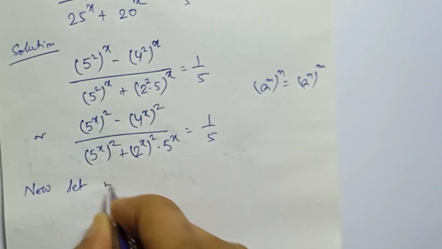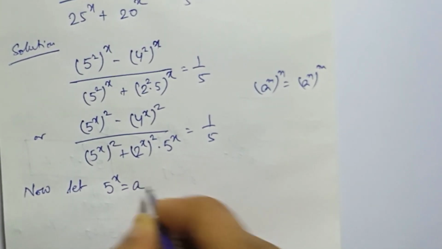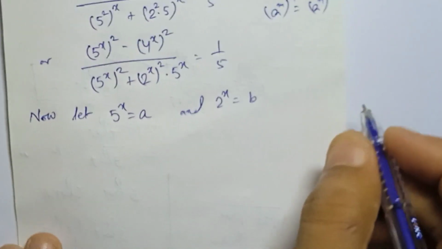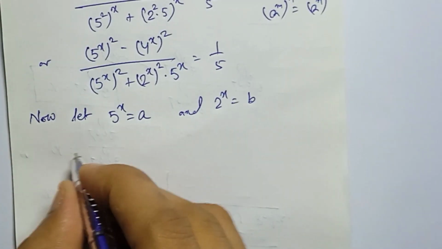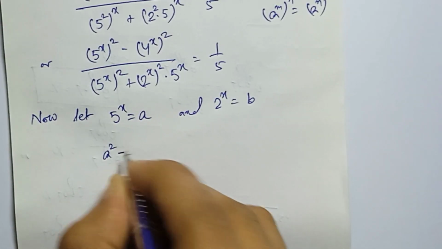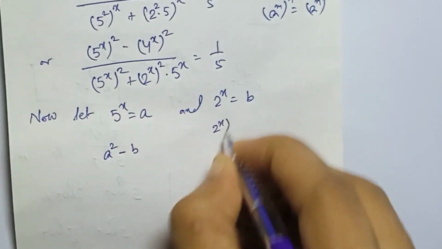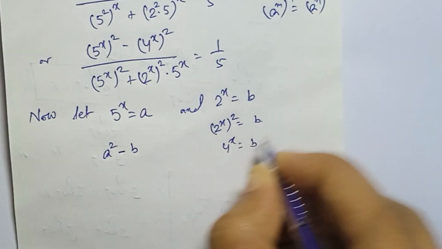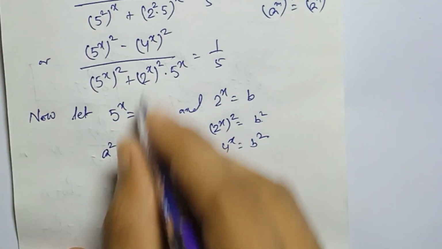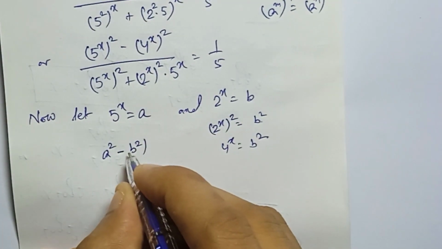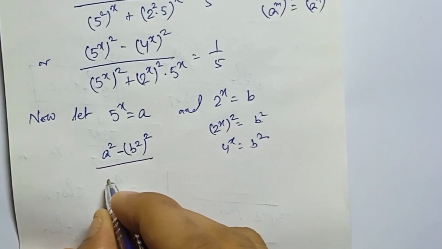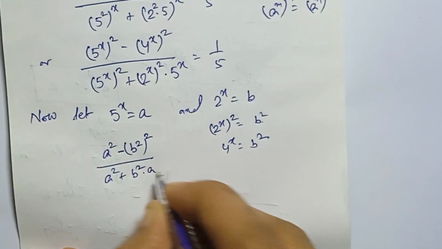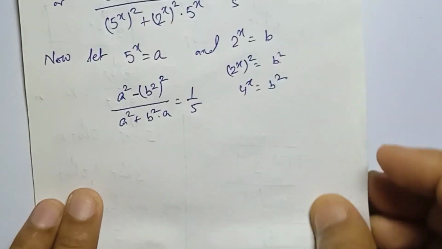Now let 5 to the power x is equal to a and 2 to the power x is equal to b. Put the value of those a and b in the above equation. We get a square minus 4 to the power x is equal to b square. We can write it as b square to the power square divided by a square plus this b square into a is equal to 1/5.